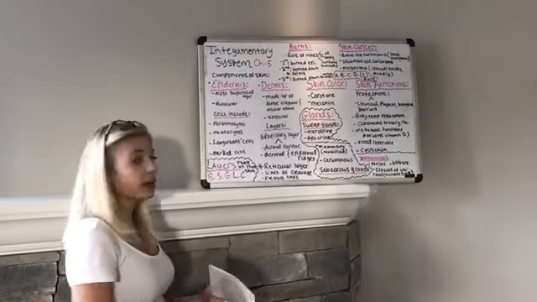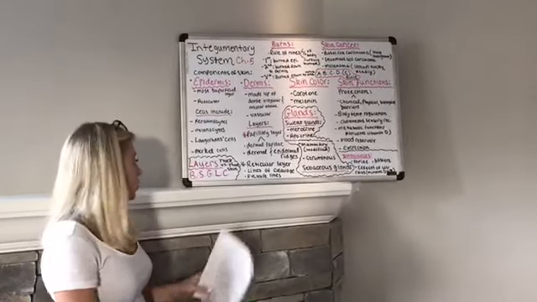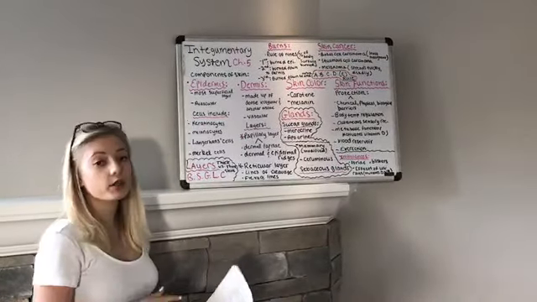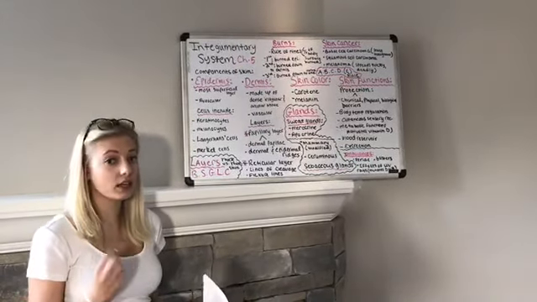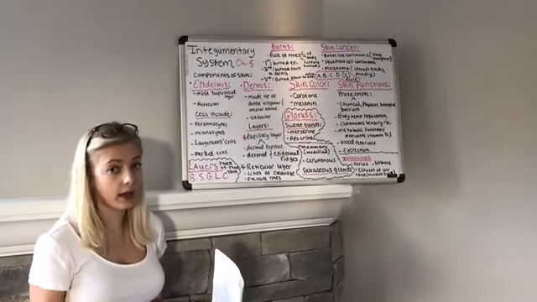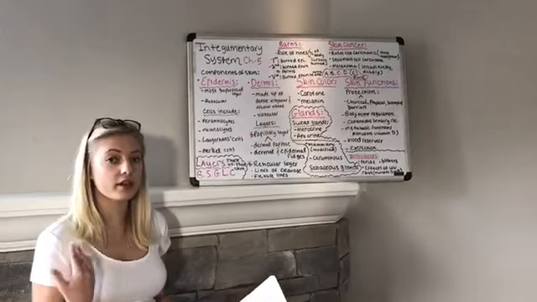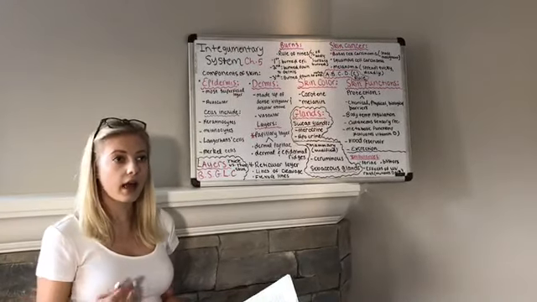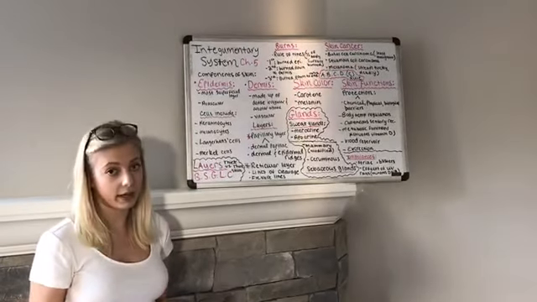The stratum granulosum, also called the granular layer. The stratum lucidum, also called the clear layer. The stratum lucidum is only found in thick skin, so it's not a part of thin skin at all. And the last is the stratum corneum, which is in thin and thick skin, and this is the thickest layer of all, also called the horny layer.